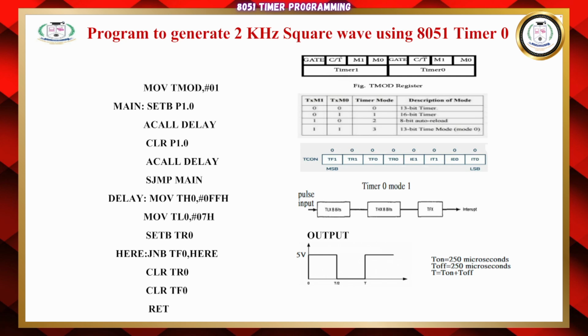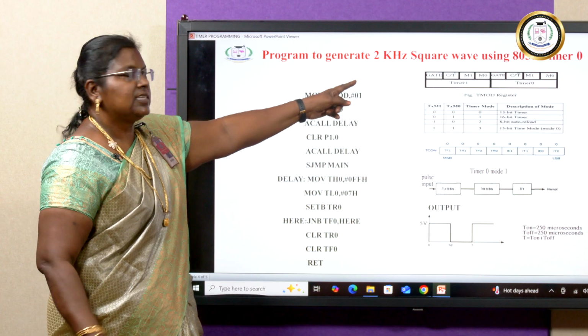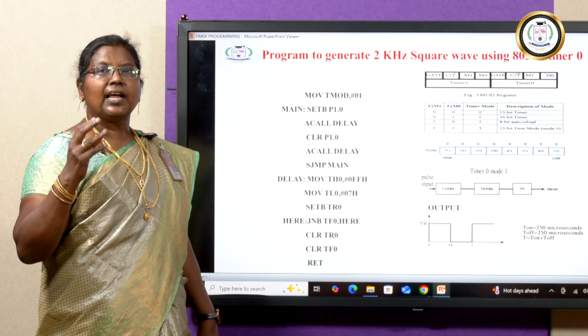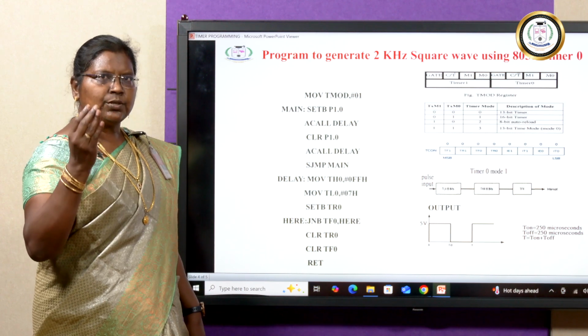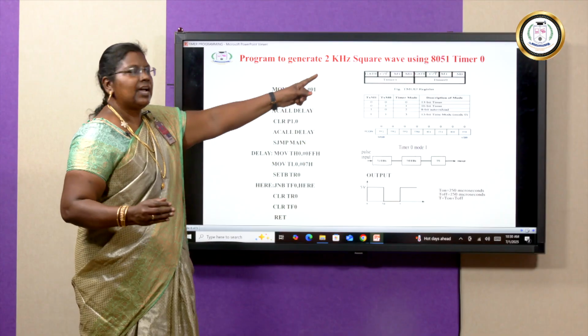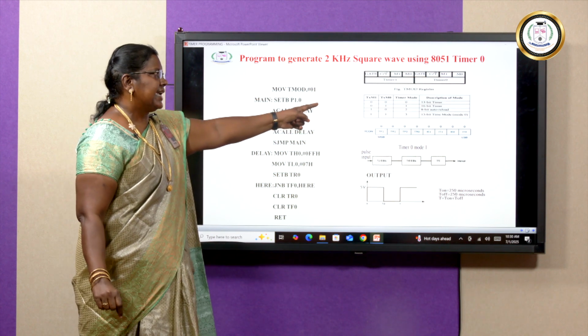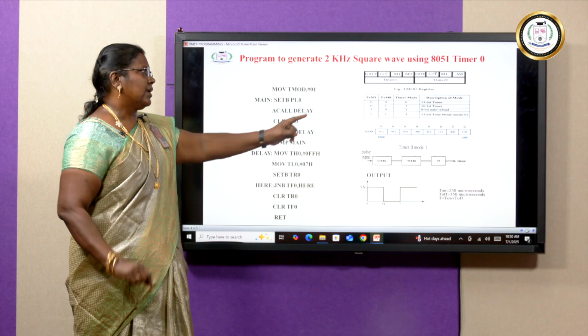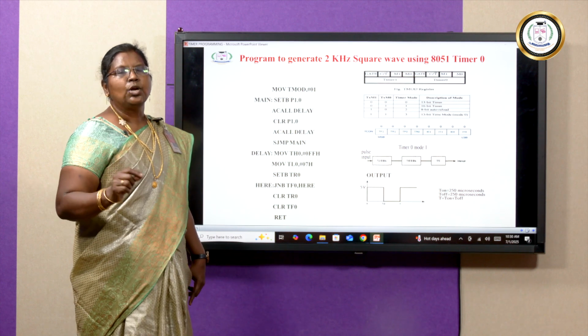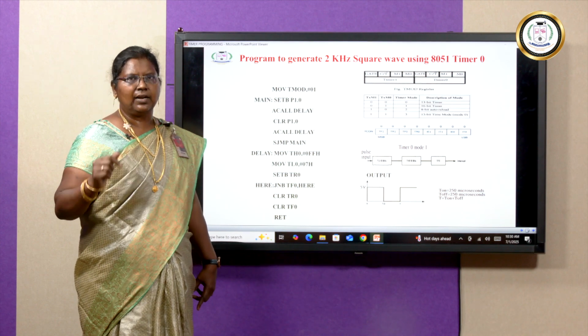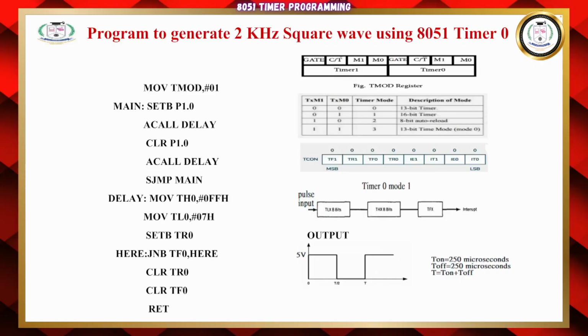This is the program. First, we are loading the timer mode register. What is there in the timer mode register? I had displayed that at the top. We are making the gate 0, and as it is a timer, C bar T bar should be 0. Then we select the mode. We are selecting mode 1. Mode 1 is nothing but the 16-bit timer, as in the second diagram. So we have to load 16-bit data to timer low and timer high. That is displayed there.